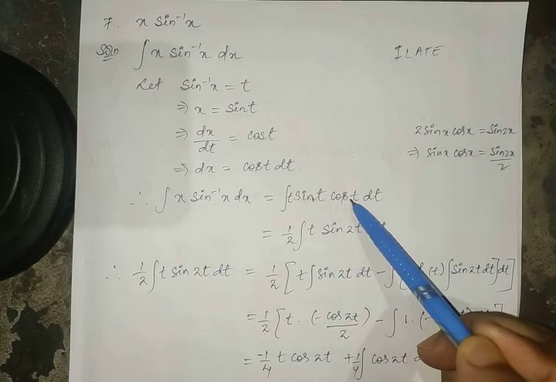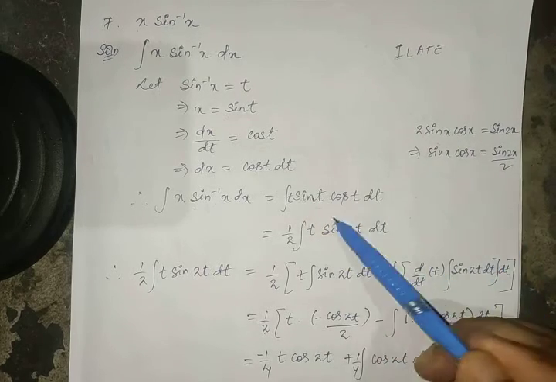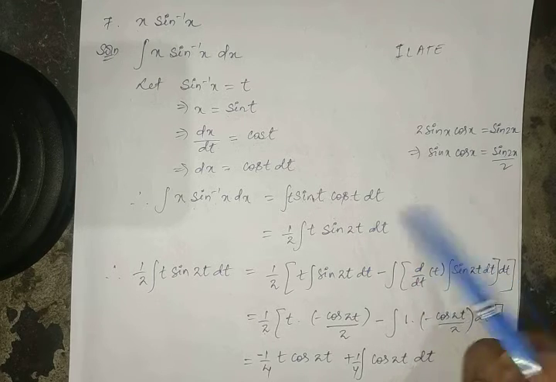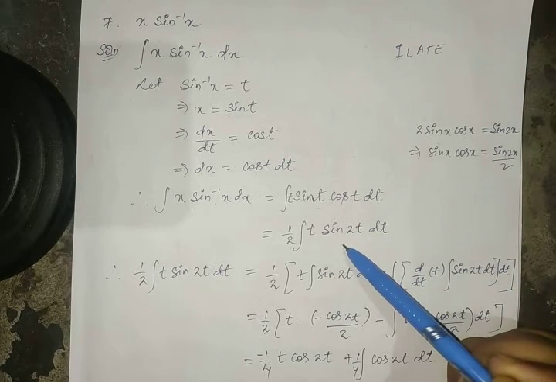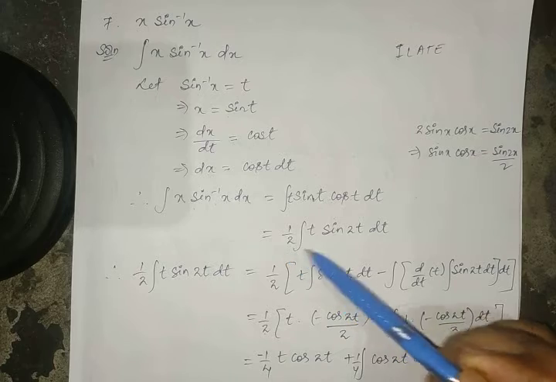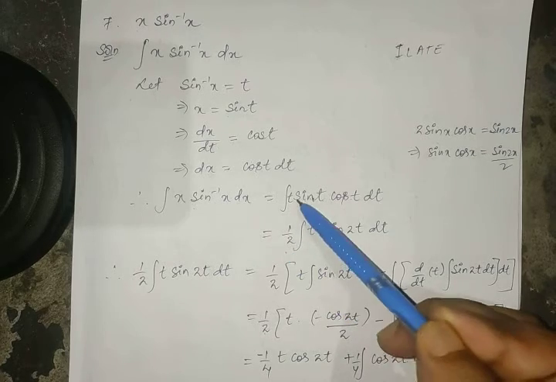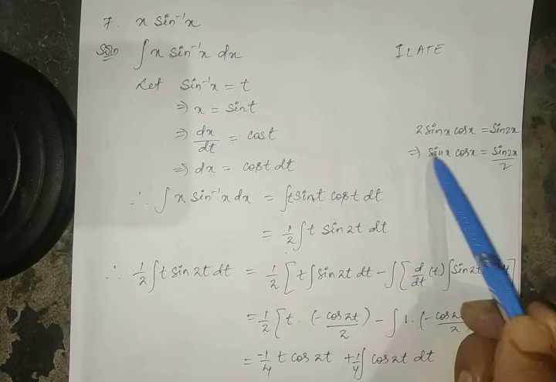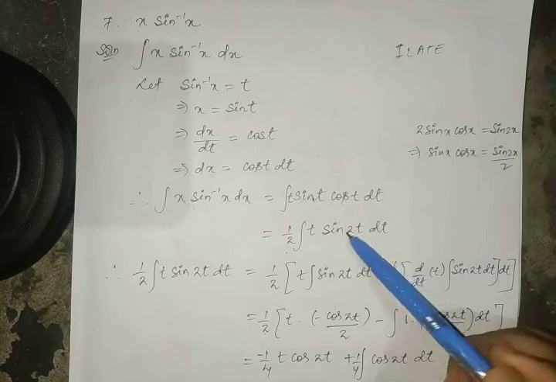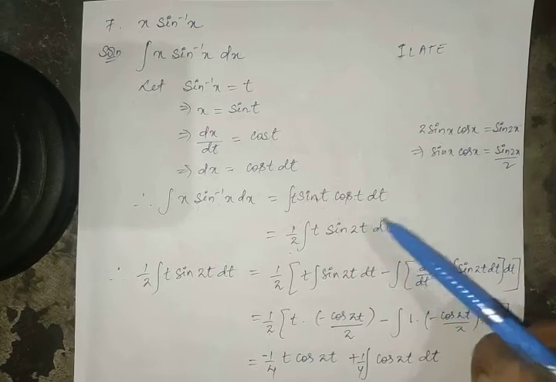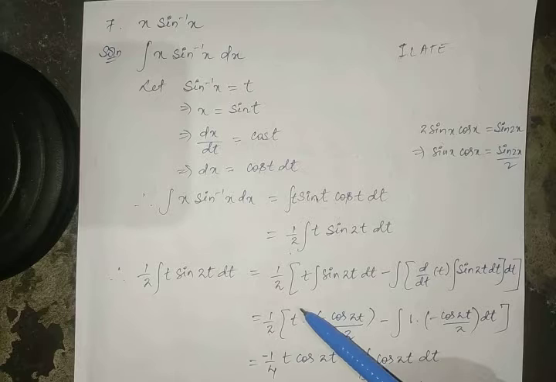Similarly here also I have done the same thing. In place of sin t cos t I have written sin 2t by 2, and this 2 is in the denominator and it's a constant, so we can take it outside. So it will be 1 by 2, then this t, and in place of sin t cos t I have written sin 2t. Okay, this part. So now let us integrate using the formula.